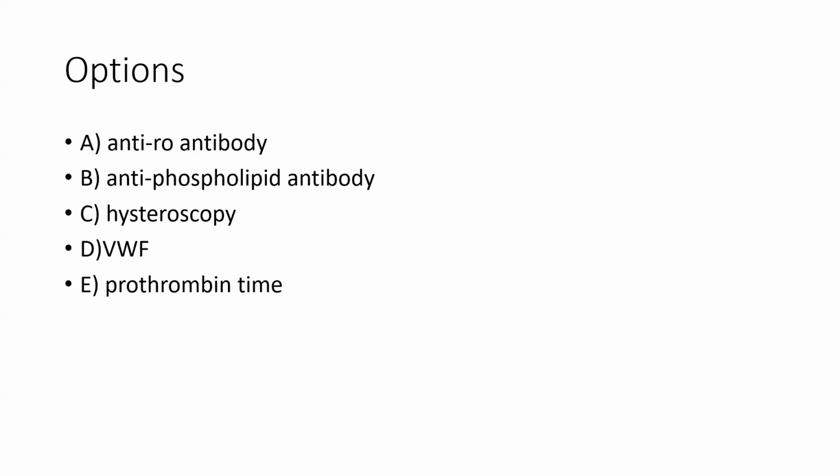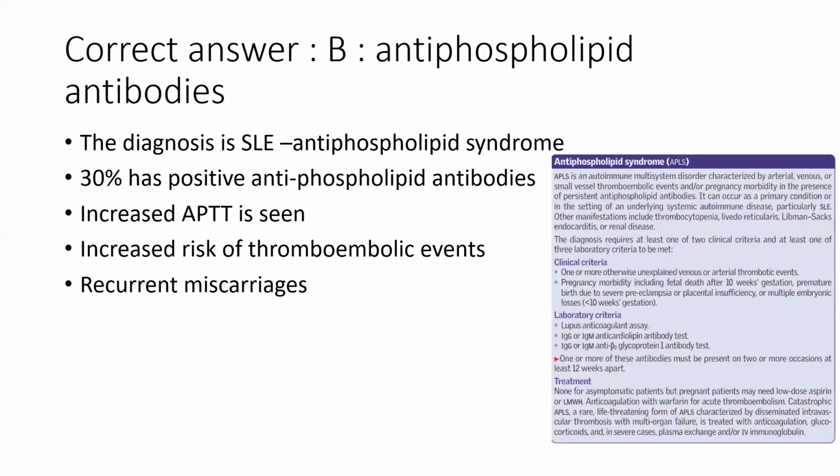Other options ruled out: anti-Rho antibodies may be associated with SLE, but generally we'll have other things mentioned like a neonatal heart block. Again, hysteroscopy may be used in patients with recurrent miscarriages to exclude congenital or acquired uterine defects, which can lead to fetal loss. Prothrombin time doesn't really come into question here because it is APTT which is prolonged. The VWF factor can lead to increased risk of disease in VW disease, but usually it is an autosomal dominant pattern, which is not seen in the question.